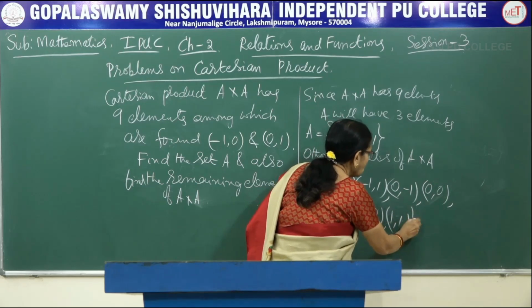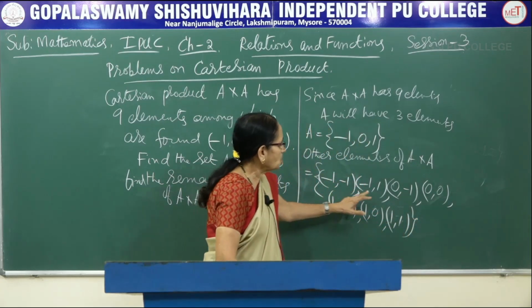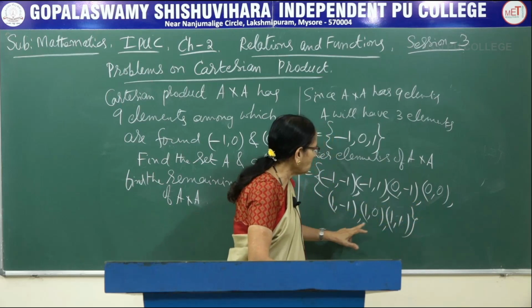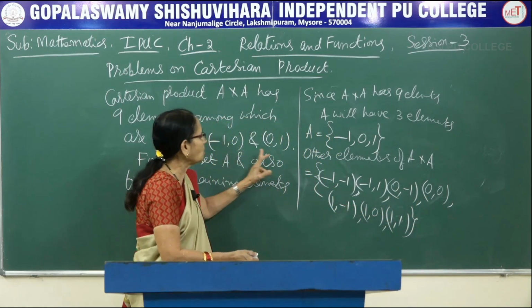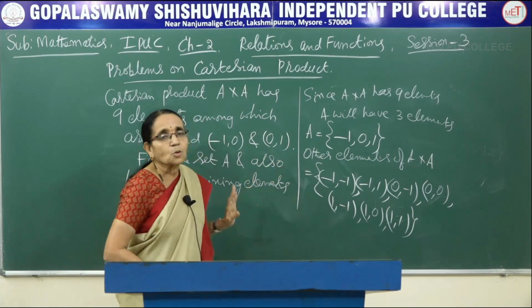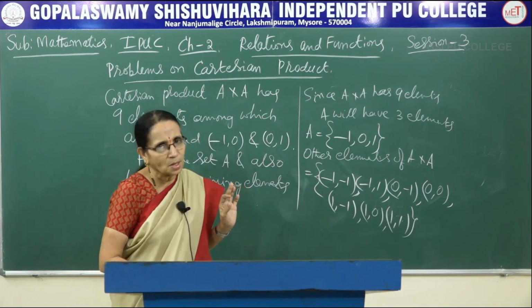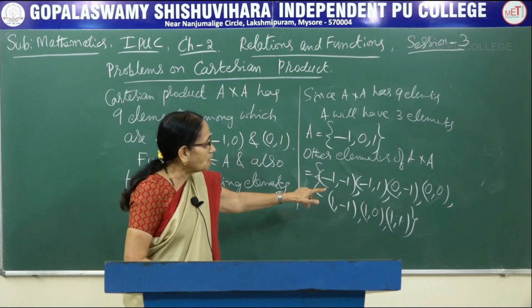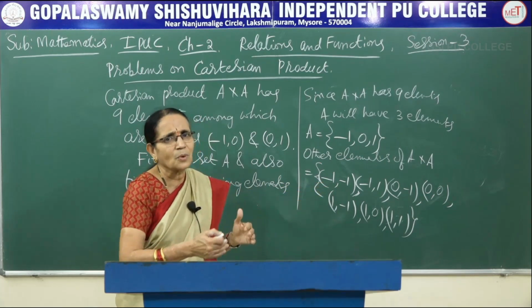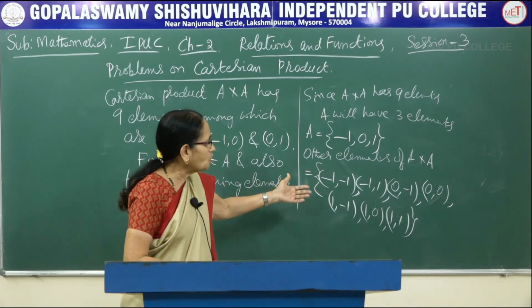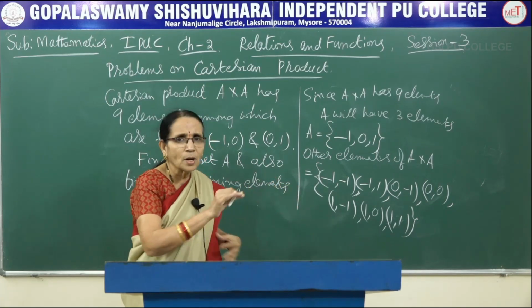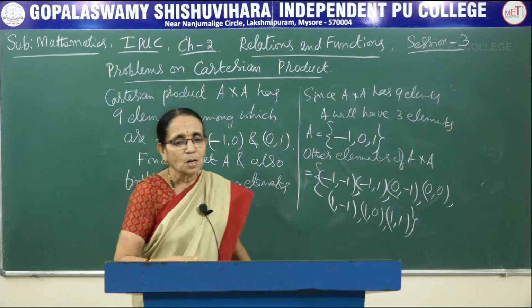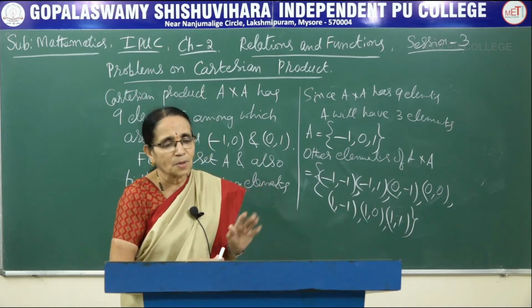So how many are there? 1, 2, 3, 4, 5, 6, 7. So these are the remaining 7 elements. 2 have been given already. Therefore, the total number of elements would be equal to 9. So that's why always write these elements. Don't write in a random, haphazard way. Sometimes you may be repeating or sometimes you will be missing that one. Therefore, if you go in a systematic way, you will not be missing any element of the set here.